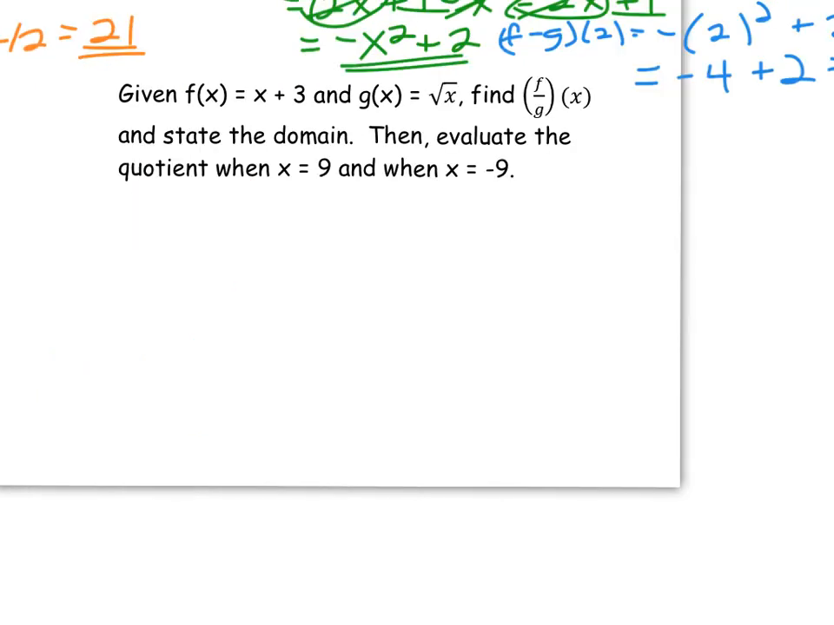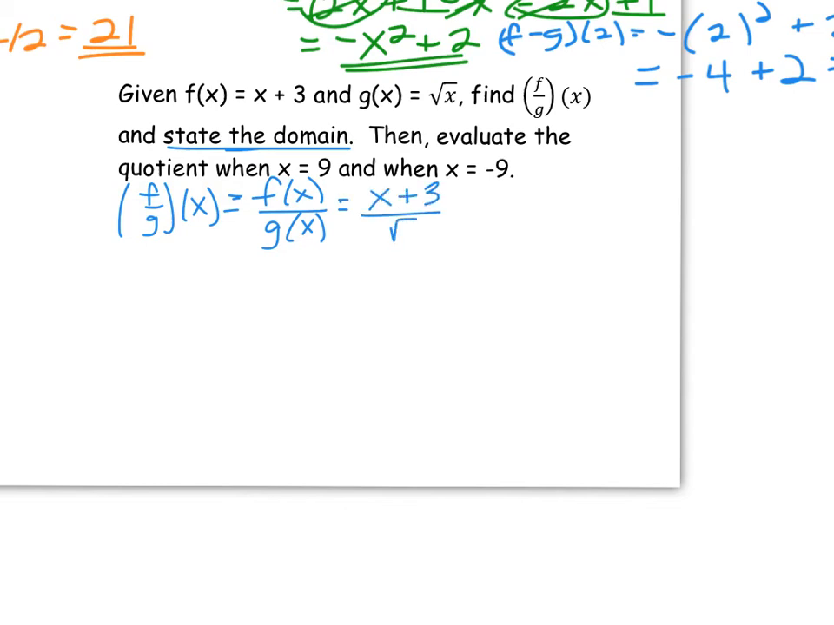For the last pair, given f of x equals x plus 3 and g of x equals the square root of x, find f divided by g of x and state the domain. So notice we have to state a domain here because we're working with a fraction. Then evaluate the quotient when x equals positive 9 and when x equals negative 9. All right, so again, the first thing we're going to do is expand that first definition. The f function is in the numerator, so that's just f of x divided by g of x. F of x is x plus 3, and g of x is square root of x.